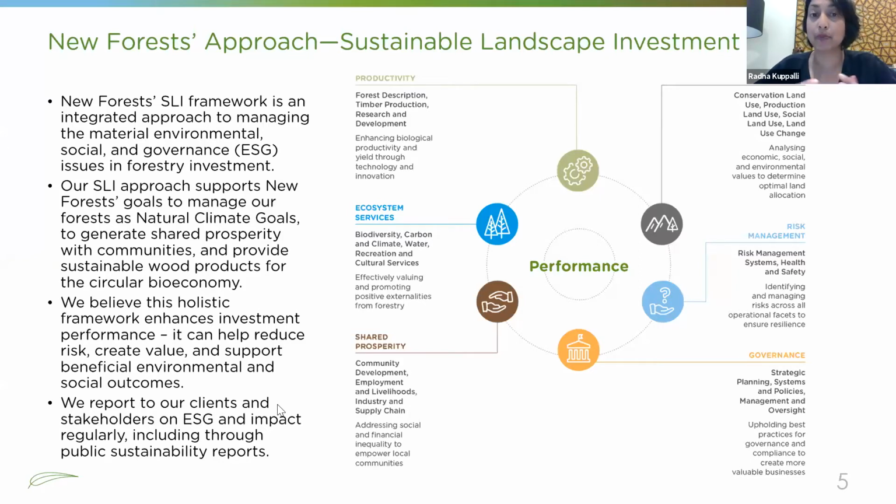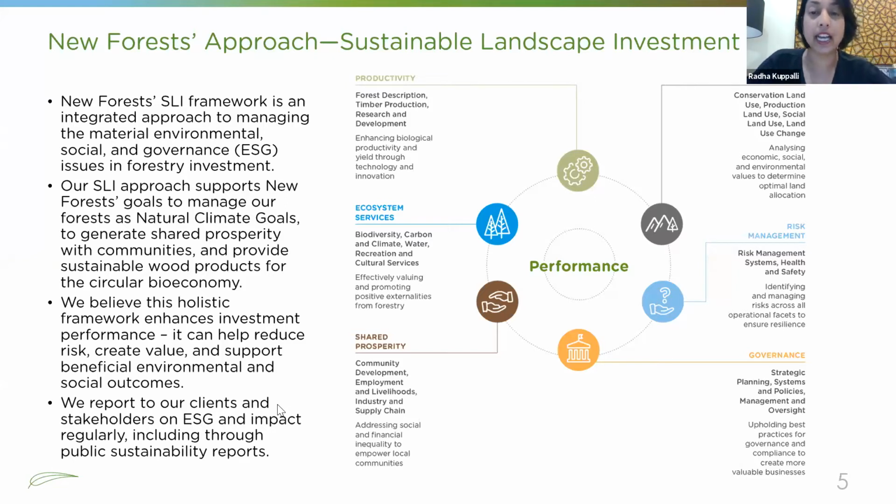That includes things like productivity, so ensuring that we have good biological productivity and investing in research and development, so we produce more per hectare of land that we're managing. That we have very rational land use, so that we're looking at the economic, social, environmental consequences of how we manage land and ensure that we conserve and restore areas as well as manage some areas productively. That we have good risk management and governance systems, that we're ensuring the safety of people that we're working with, that we're managing things like fire risk, that we have good systems and policies in our forest.